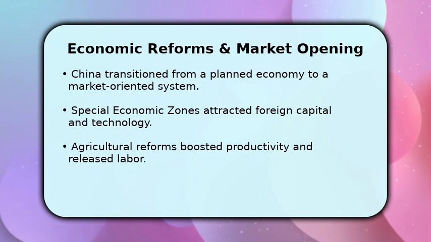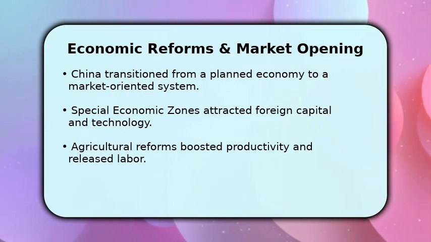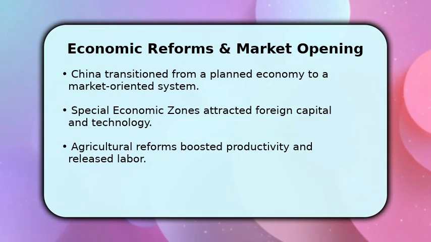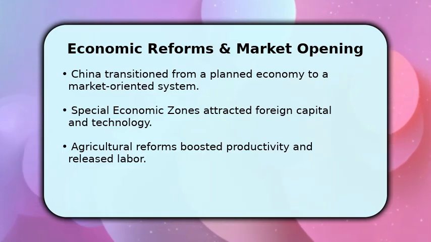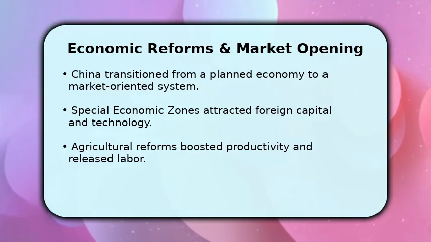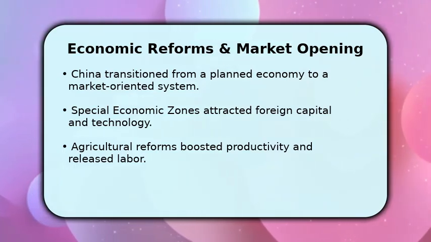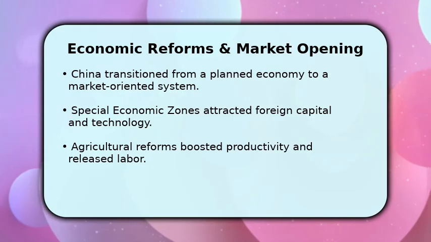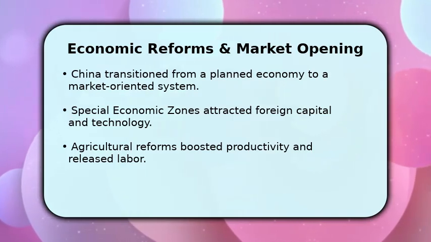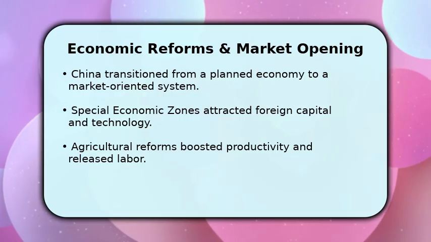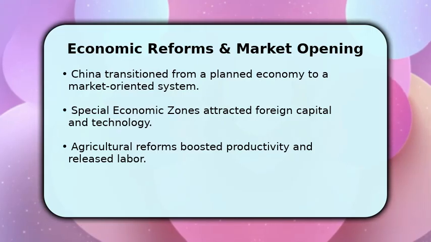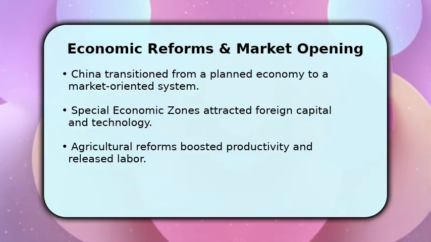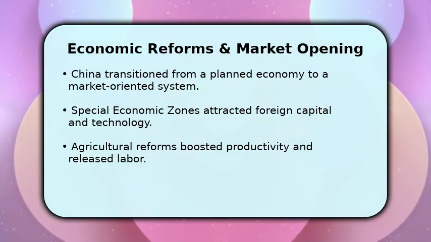A pivotal factor was China's shift from a centrally planned economy to a more market-oriented one. This involved implementing reforms that allowed for greater private enterprise and competition. The establishment of special economic zones, for example, created attractive environments for foreign investment and technology transfer. These zones offered preferential policies, drawing in capital and expertise essential for industrial growth. This strategic opening was fundamental.